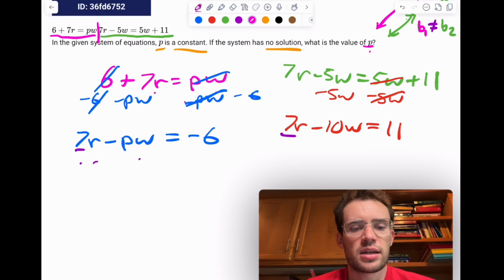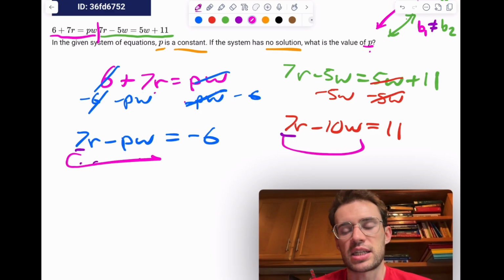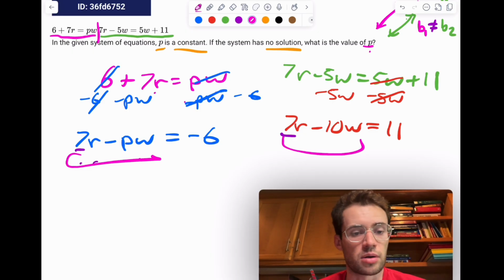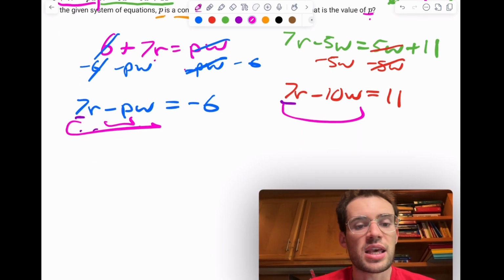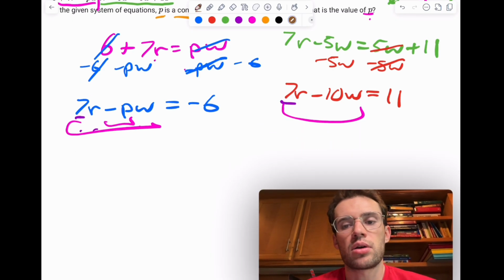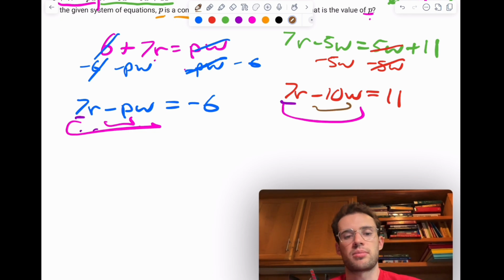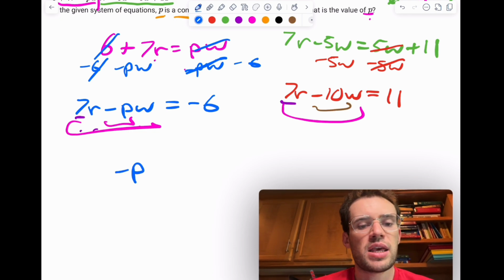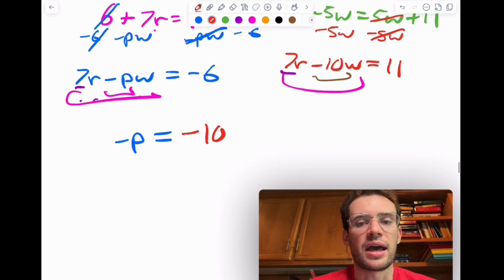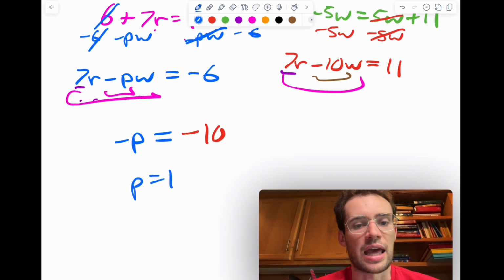So we just need this entire left side to be the same as this entire left side, because that's going to be where your slope comes from. And we have negative p as our coefficient in front of w. Here we have negative 10 as our coefficient in front of w. So negative p has to be equal to negative 10 for this to work. And you just divide both of those by negative 1 and get that p is equal to 10.